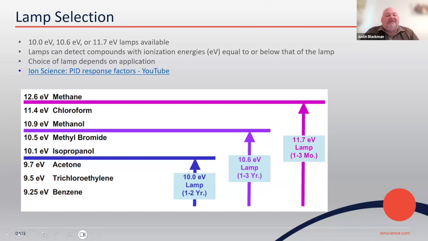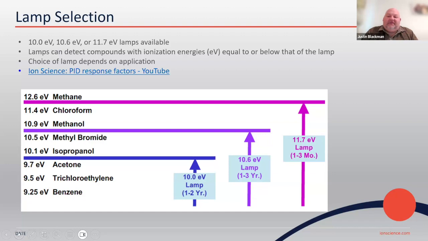If you needed to do isopropanol, you would have to use the 10.6 or higher lamp to be able to do that. Likewise, if you needed to do methanol, which has a 10.9 electron volt ionization potential, 10.6 eV will not do it. It is not high enough. So you would have to choose the 11.7 optional lamp.